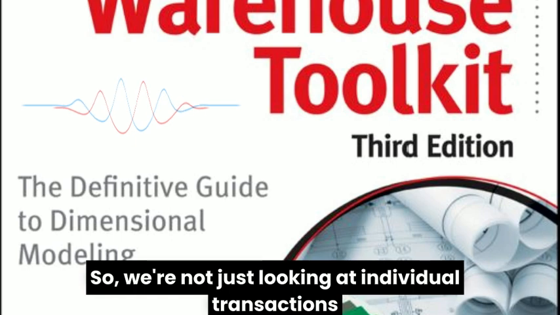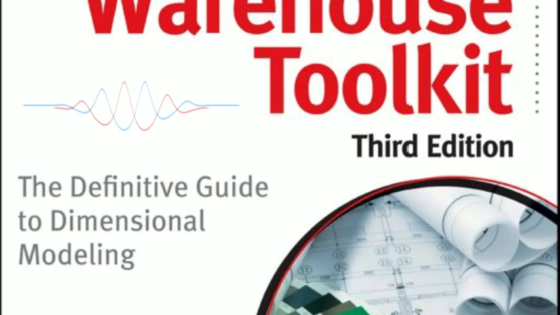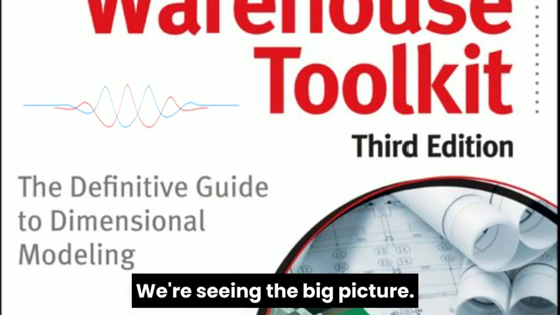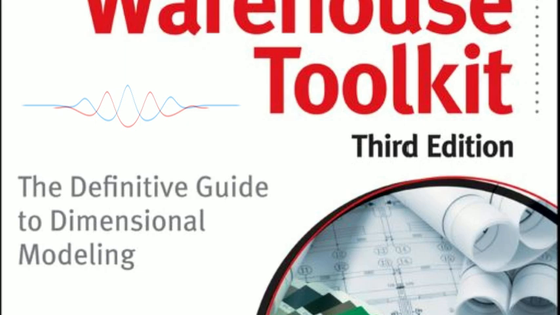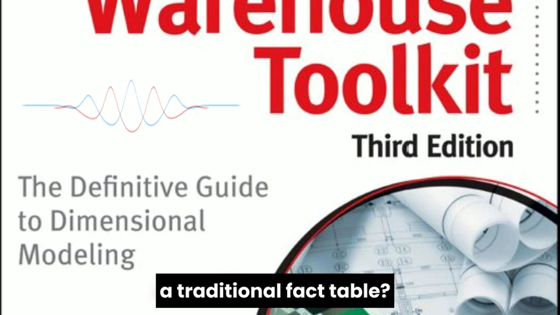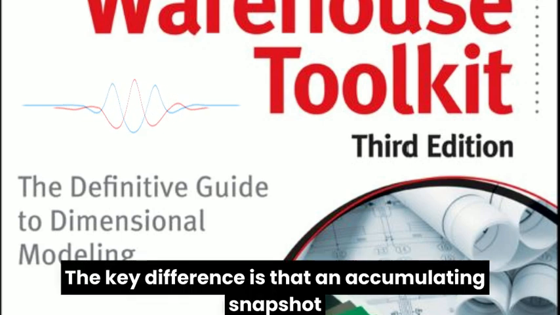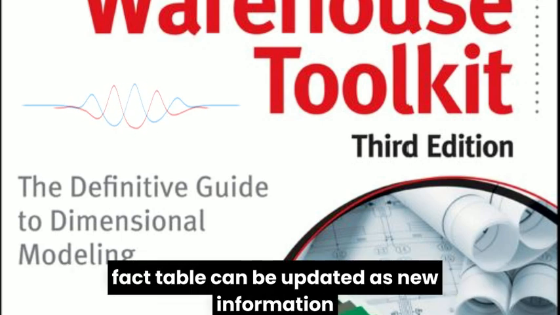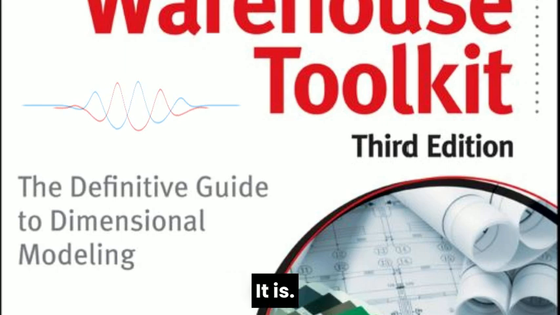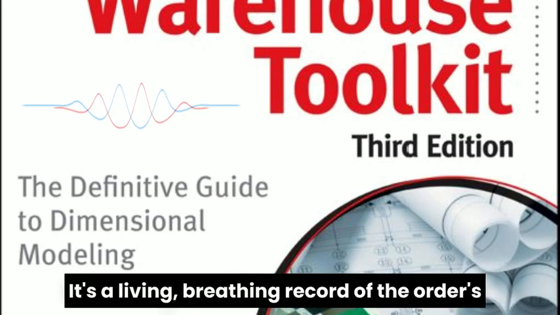Okay, so we're not just looking at individual transactions in isolation. No, we're not. We're tracking the whole life cycle of an order. Exactly. We're seeing the big picture. The big picture again. All right. But how does an accumulating snapshot differ from a traditional fact table? The key difference is that an accumulating snapshot fact table can be updated as new information comes in. Oh, I see. So it's dynamic. It is. It's a living, breathing record of the order's journey.